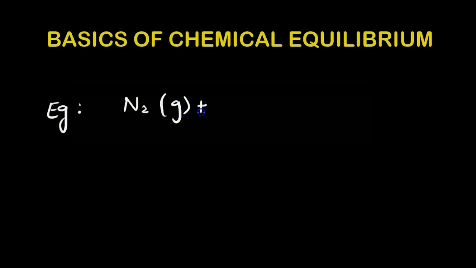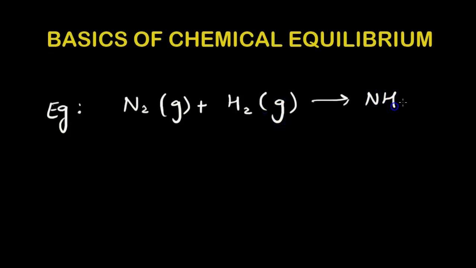Nitrogen gaseous reacts with hydrogen gaseous to give NH3, that is ammonia gaseous. When we balance this reaction, there should be 3 here, there should be 2 here. So this is basically N2 gaseous plus 3H2 gaseous gives us 2NH3 gaseous.